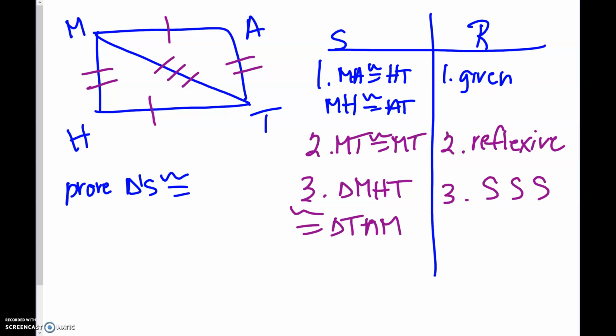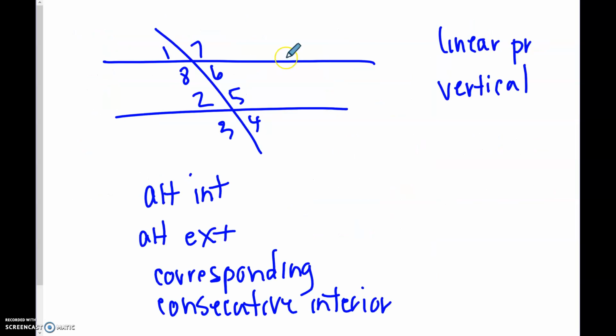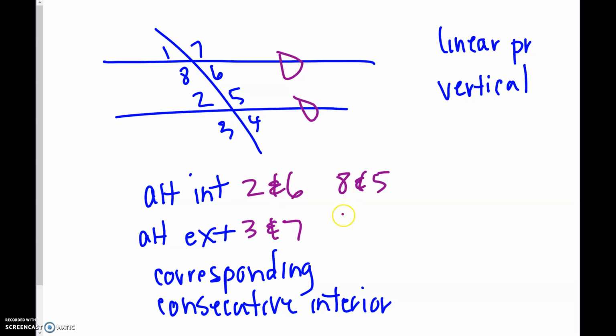Okay, a couple other things that we have to pay attention to in proofs is that sometimes they tell us these lines are parallel, or lines are parallel. So we have to remember the things that we learned about alternate interior. So like 2 and 6, and 8 and 5. Or alternate exterior angles are congruent would be something like 3 and 7 and 1 and 4.